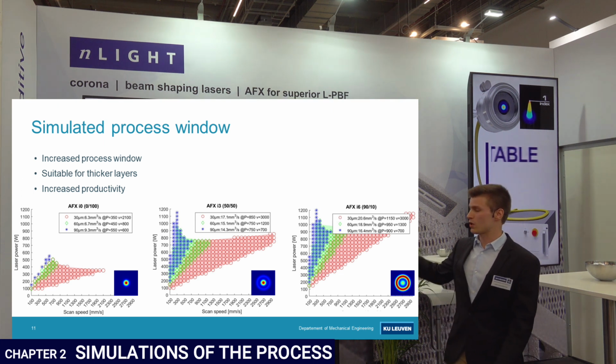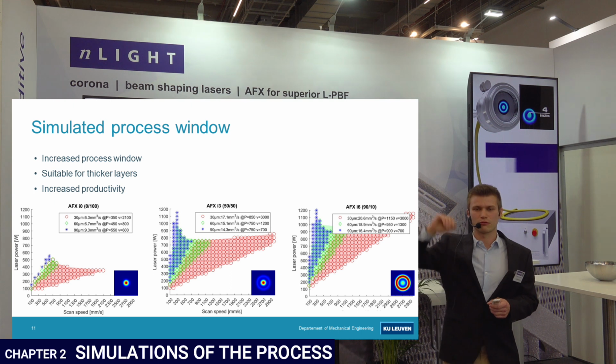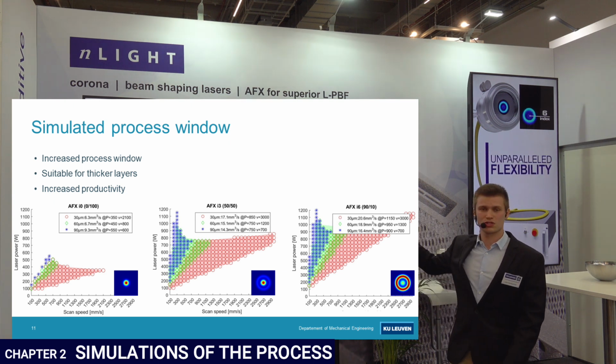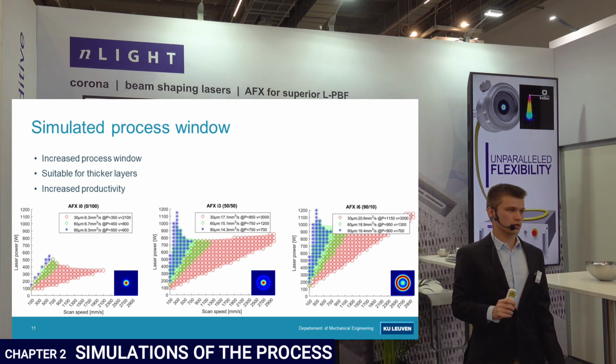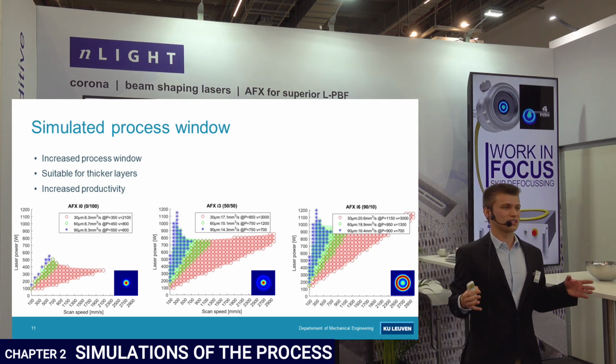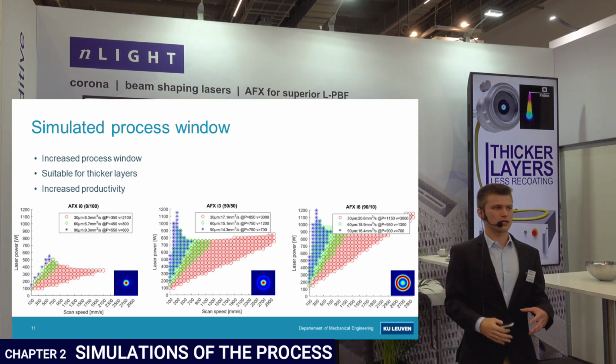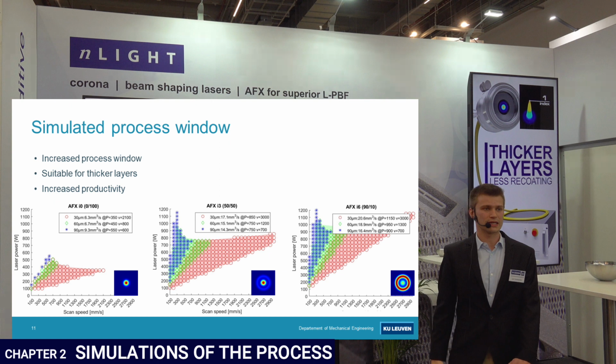Why is this? Well, for one, as I said, the melt pool is shorter, which means we can push up this boundary limit of where it becomes unstable, which allows us to use higher production speeds, scanning speeds. And because we have a wider melt pool, we also can increase the hatch spacing. And what's actually counterintuitive is that we also have an increased process window for the deeper layers.